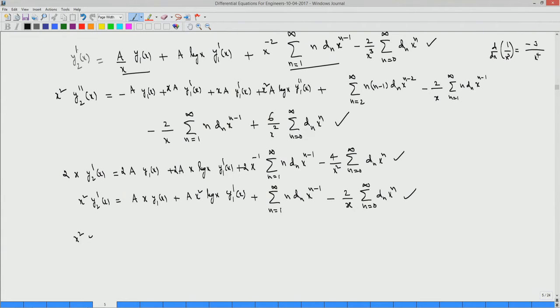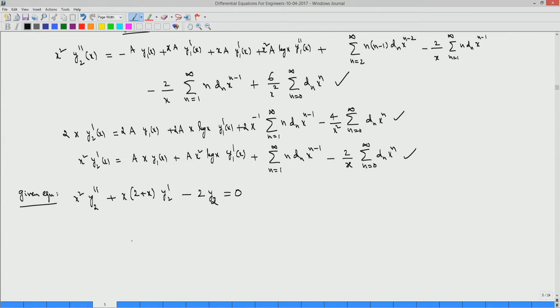So the given equation is x square y double dash plus x. So if you want a solution y2, then x square y double dash, x into 2 plus x, that is 2x, plus x square into y2 dash minus 2 times y2, has to be zero. So this is the given equation. In the given equation you substitute y2 dash, y2 double dash and y2, from all of that. So x square y double dash is, so you take this one and bring it here. So substitute here the whole thing if you replace.